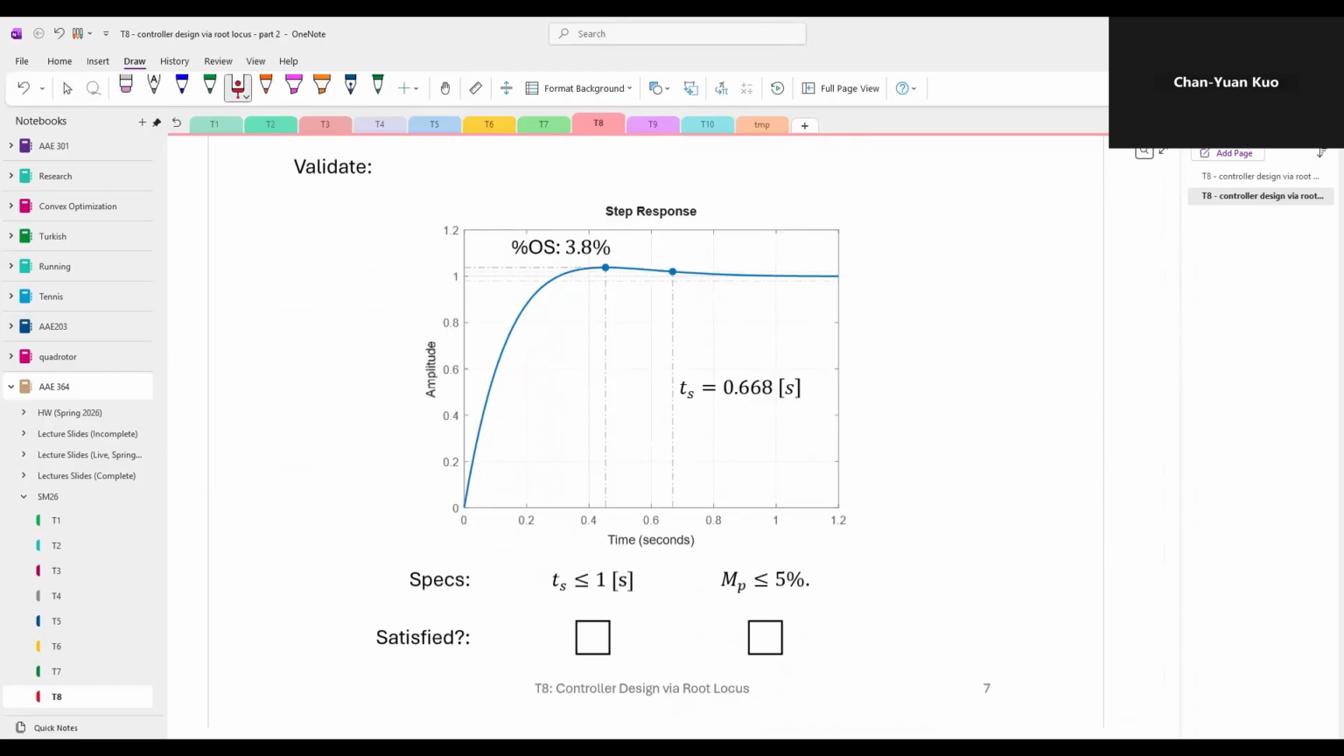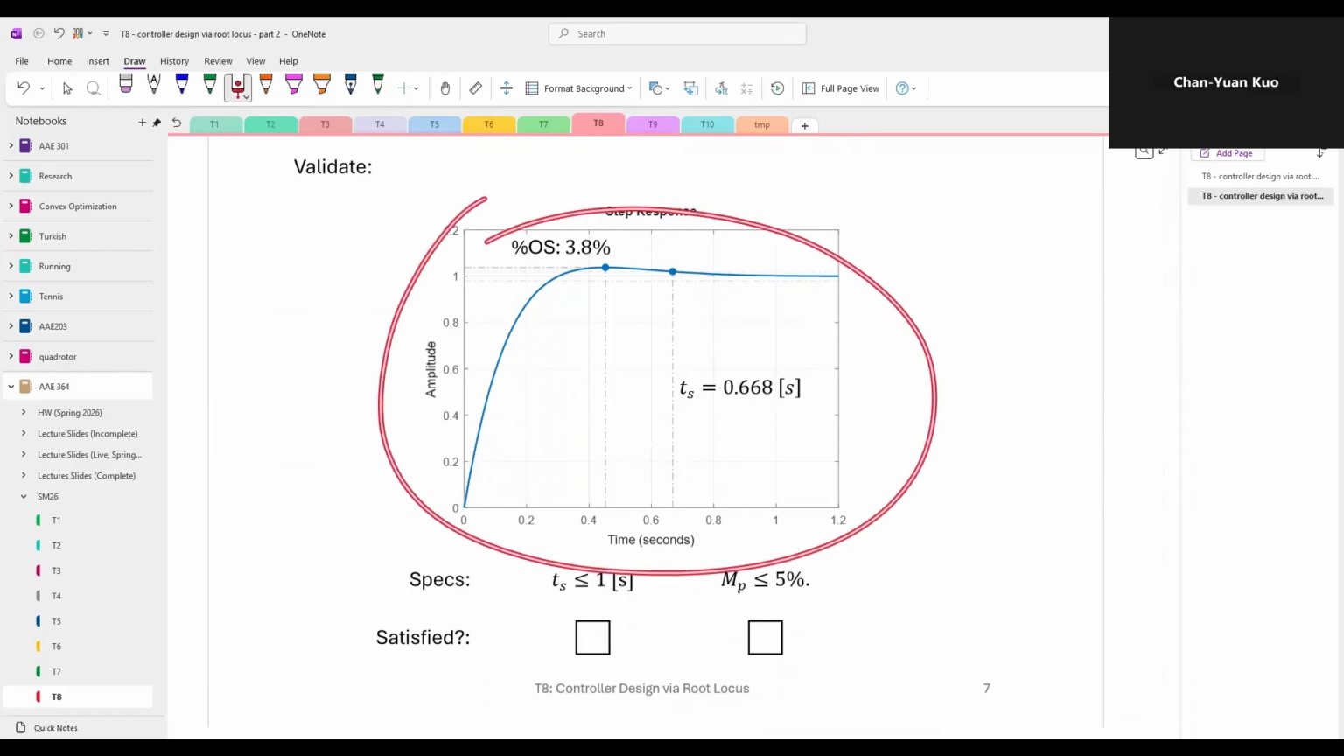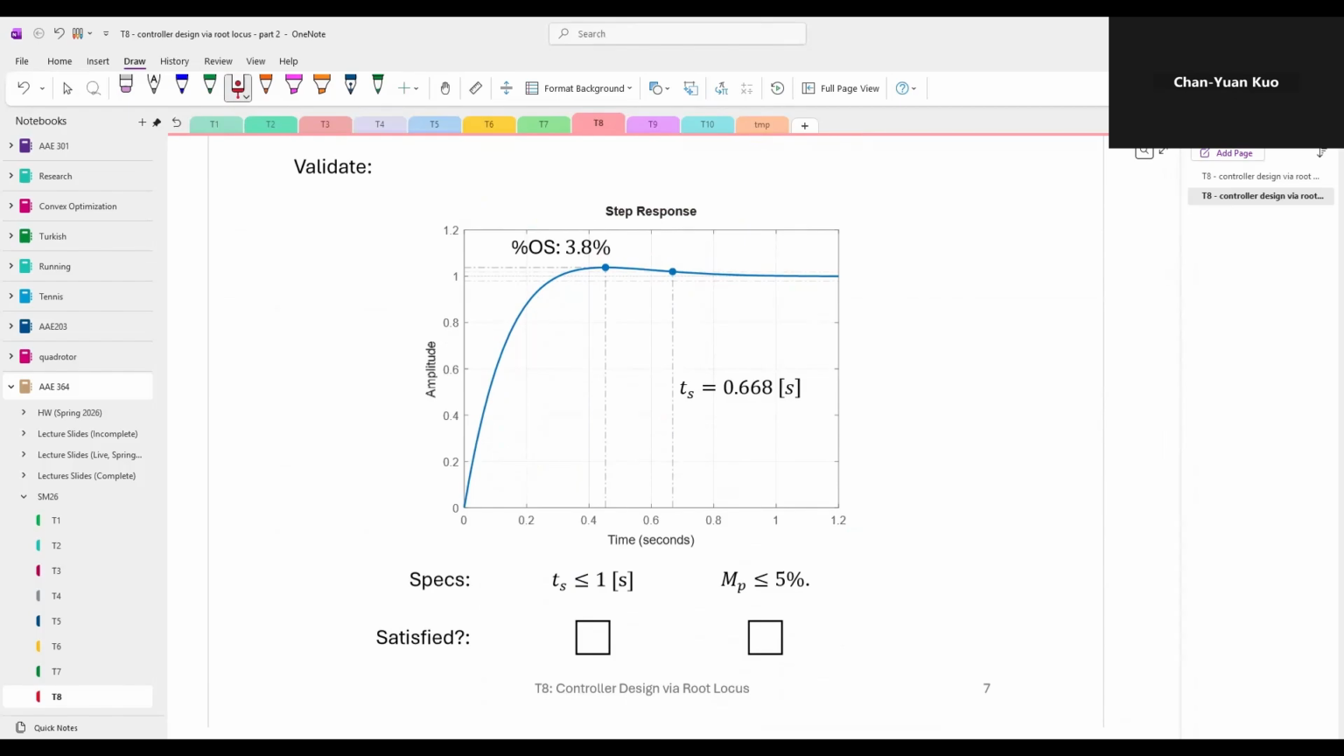Finally, let's verify the controller's performance through a numerical simulation and see whether it satisfies the design specifications. According to the simulated unit step response shown here, you can see that the closed loop system now has an overshoot of about 3.8%, and a settling time of about 0.67 seconds. And since they both satisfy our original design specifications, we can conclude that the PD controller design is successful.